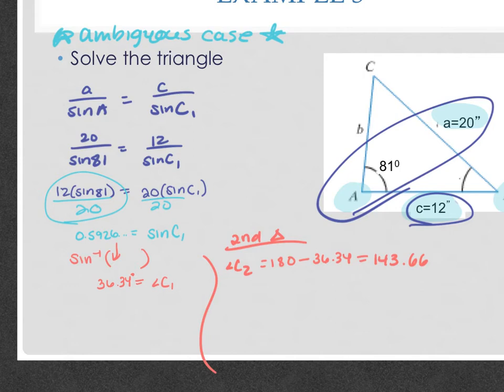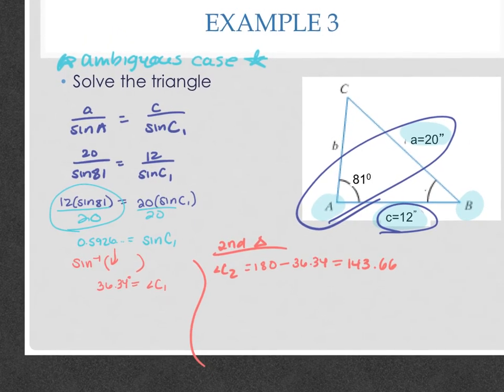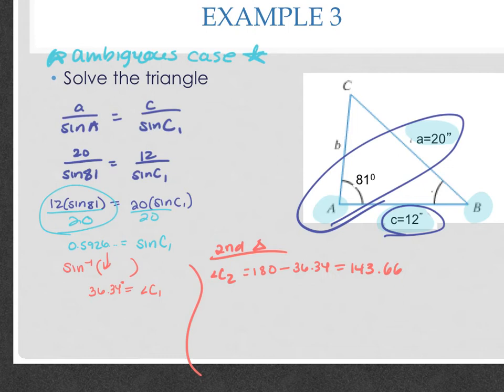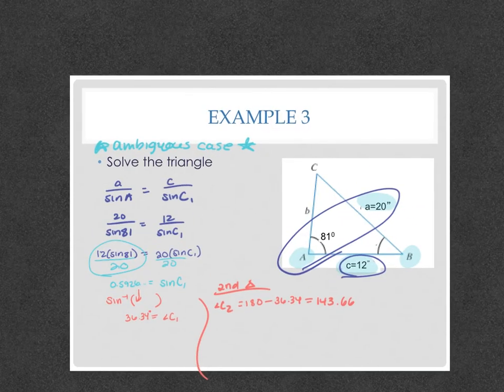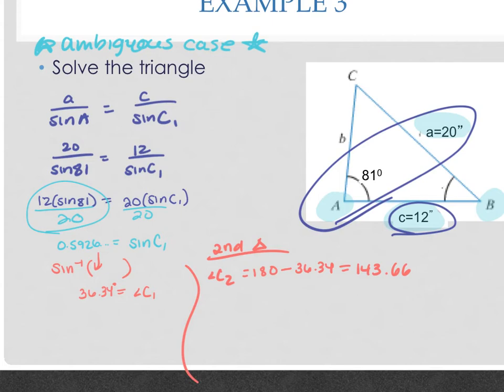All right, so we're assuming there's a second triangle and that angle C1 is 143.66. Again, you find that second angle by doing 180 minus the first one you found. Then I'm going to continue with the left triangle. So I'm going to assume everything we already know is true. We already have A, we already have angle A, we already have side C. Now we have angle C.